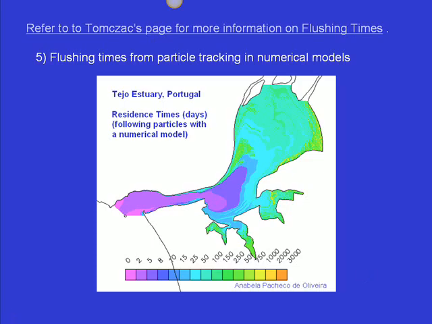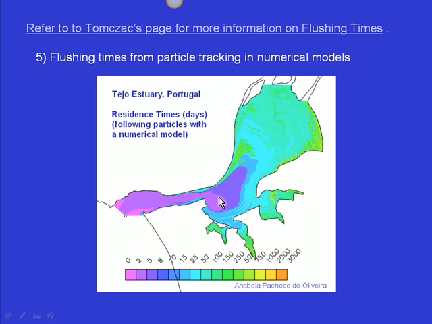Like given in this example in an estuary in Portugal. So we have here residence time in days following particles in a numerical model. So if you release a particle here, you see that it's going to take around 250 days to be flushed out of the system. If you release a particle here, it's going to take only 1 day or 2.